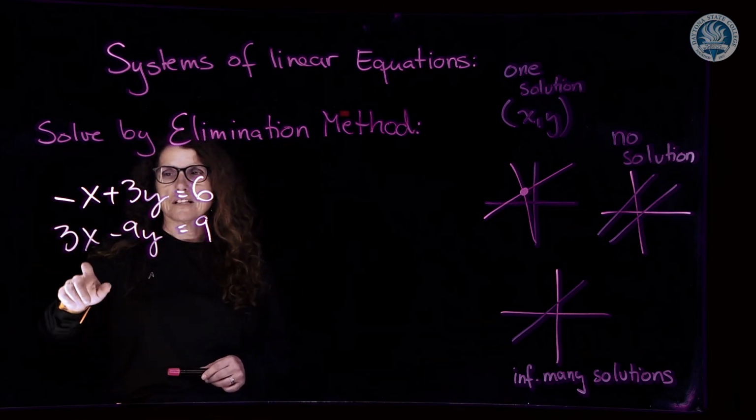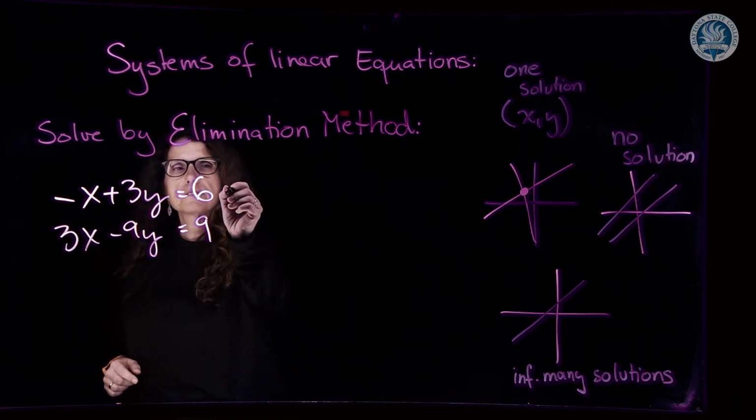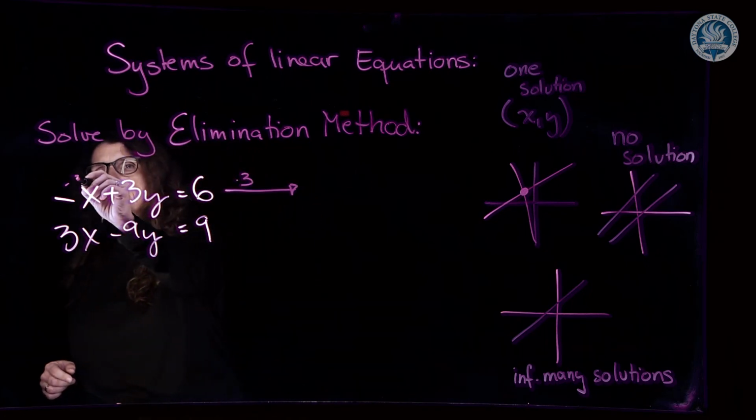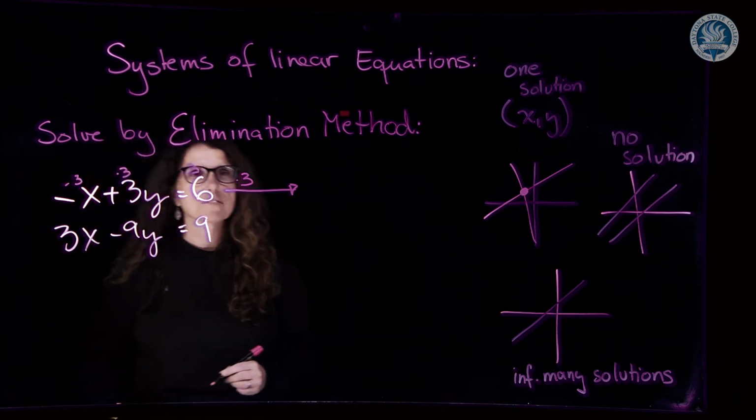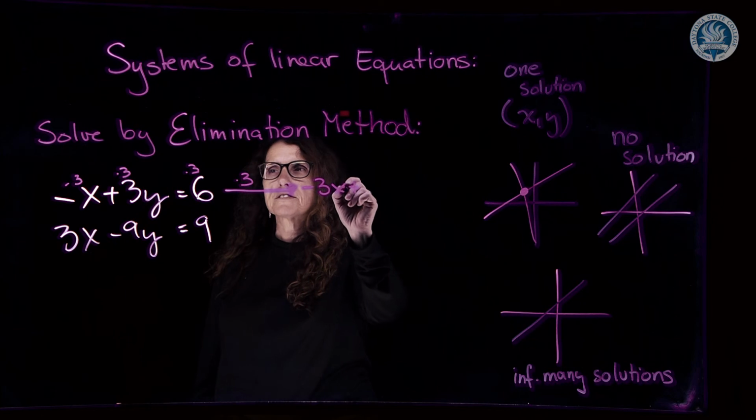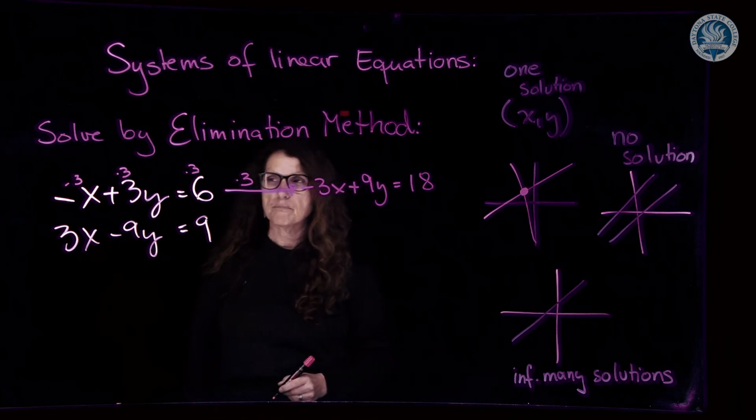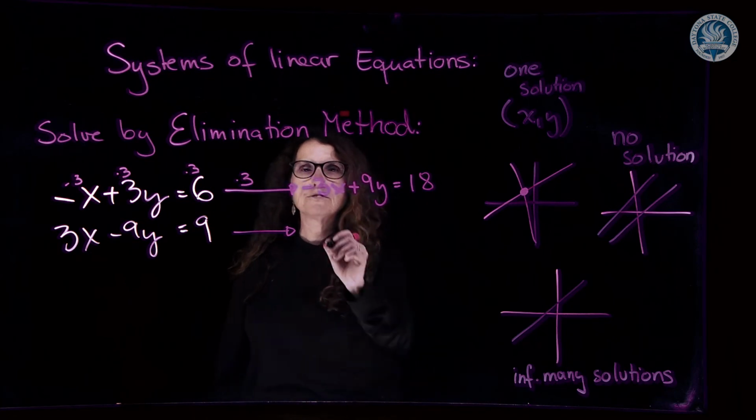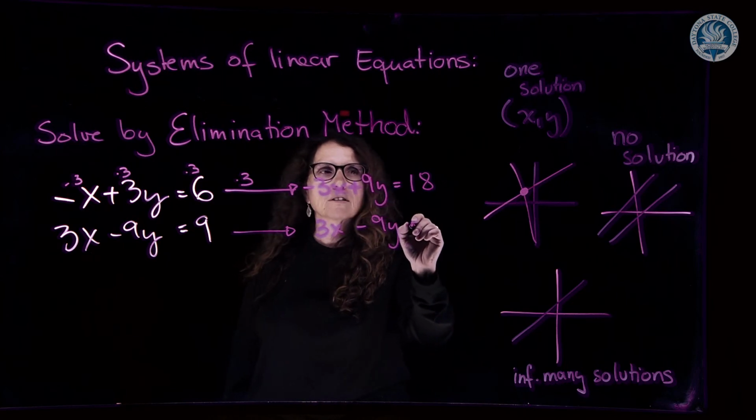I already have a positive 3x in the bottom equation, which means the top equation has to be multiplied by 3, each single term multiplied by 3. I don't have to worry about a negative sign because I already have that here. 3 times negative x is negative 3x, plus 3 times 3 is 9y, equals 18, 6 times 3. The second equation, I'm just going to bring over. I do not need to make any changes. 3x minus 9y equals 9.